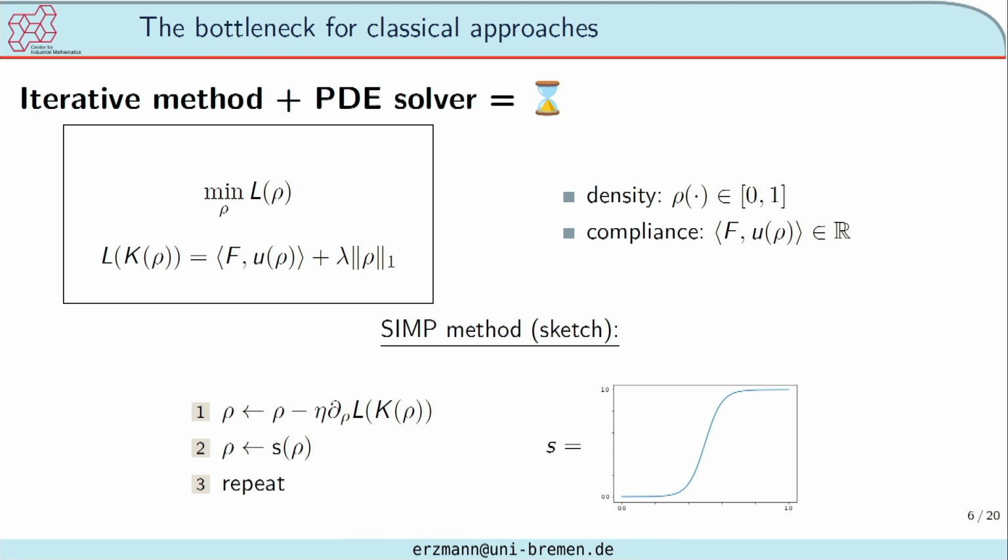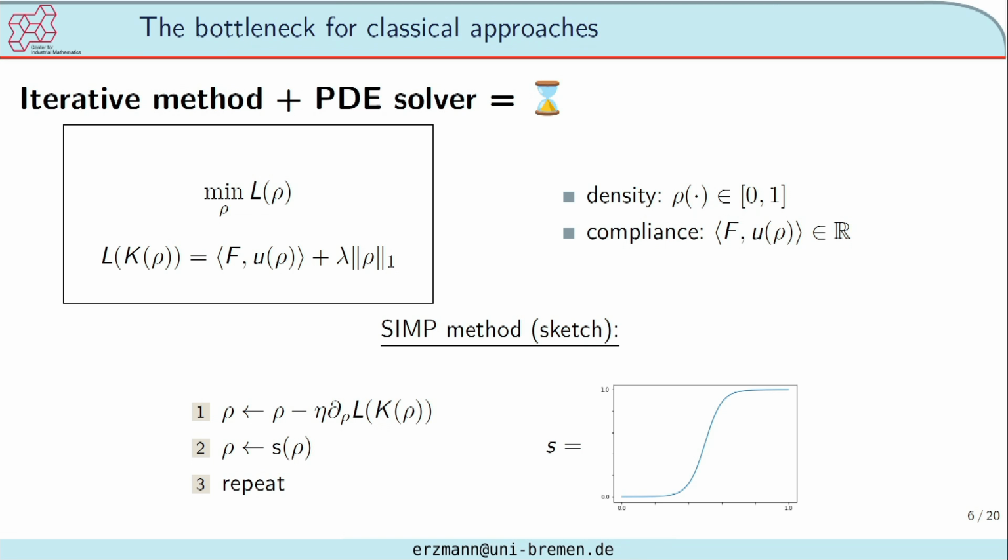And we perform some tricks, including application of a function like this, a smooth Heaviside function, in order to promote binary densities. So we don't perform binary optimization directly because that's not easy. So we use continuous optimization, but use some tricks to promote binary densities and to enforce binary densities in a way. And then we repeat that over and over again.